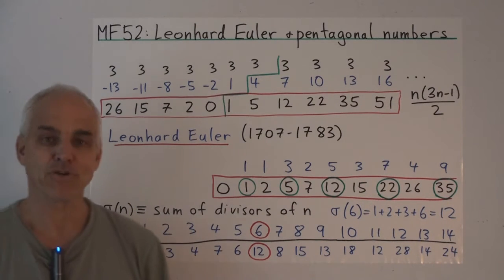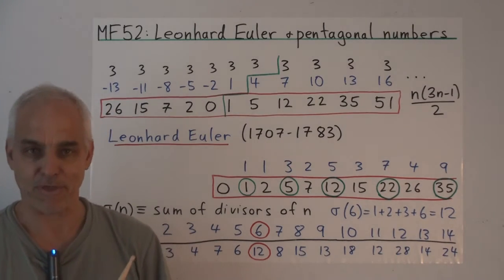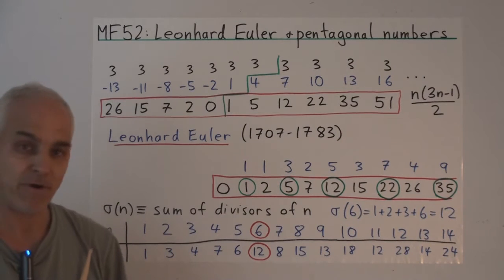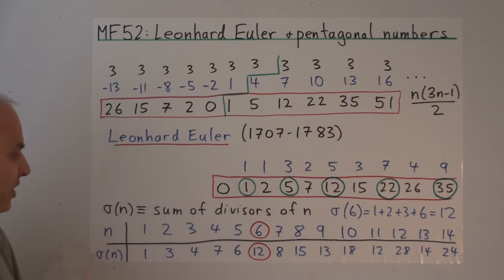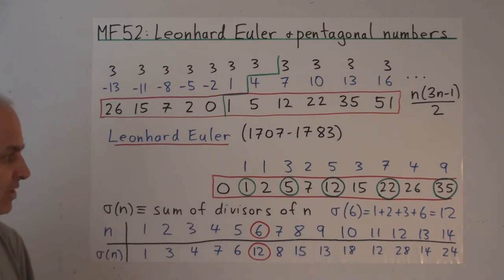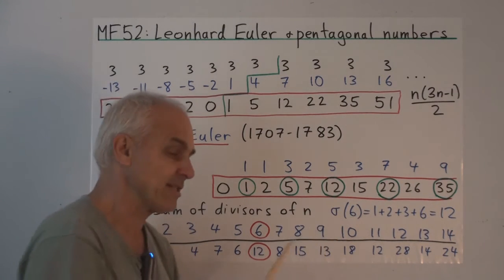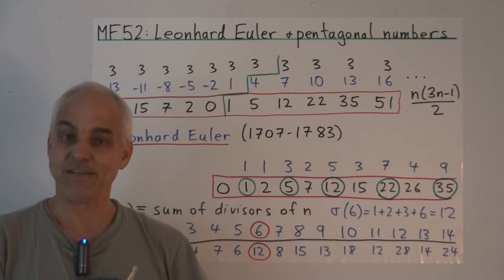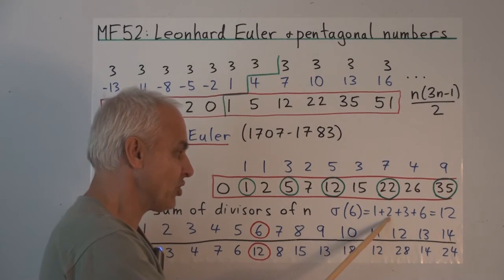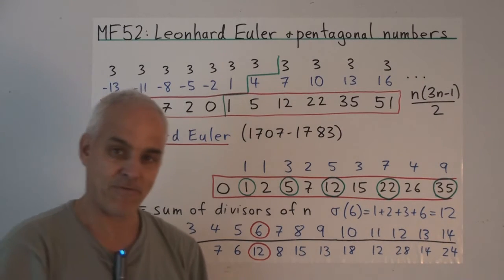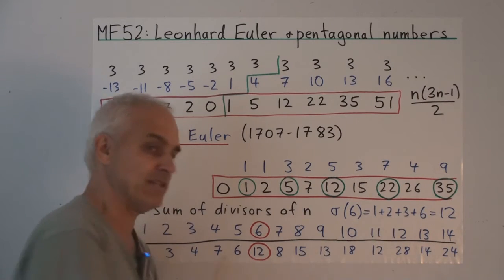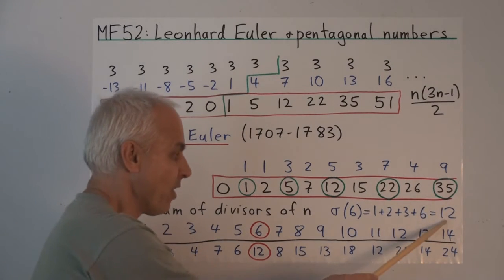Now let's take a little diversion to a little bit of elementary number theory. And I'm going to explain to you an important function of a natural number called sigma of n, which is the sum of the divisors of n. So a divisor of a natural number, like 6, is another natural number that divides it. 6 has divisors 1, 2, 3, and 6 itself. And sigma of 6 is defined to be the sum of all these divisors, which in this case is 12.